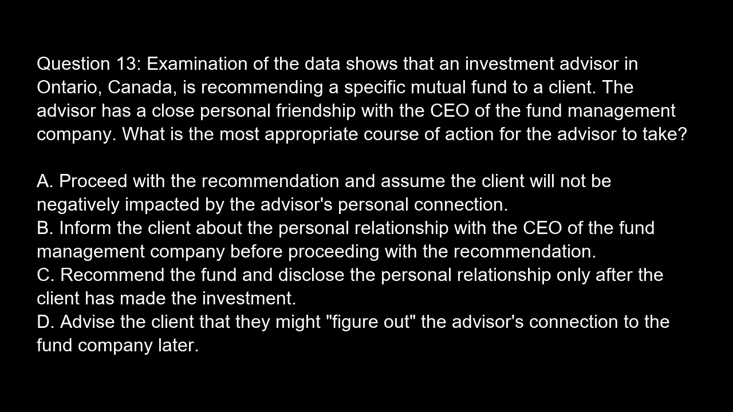Option A. Proceed with the recommendation and assume the client will not be negatively impacted by the advisor's personal connection. Option B. Inform the client about the personal relationship with the CEO of the fund management company before proceeding with the recommendation. Option C. Recommend the fund and disclose the personal relationship only after the client has made the investment. Option D. Advise the client that they might figure out the advisor's connection to the fund company later.